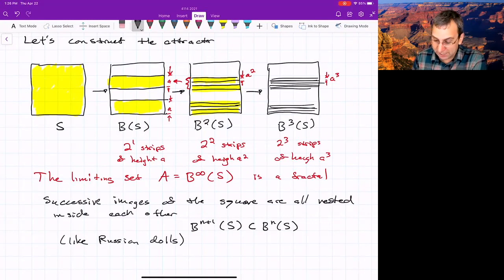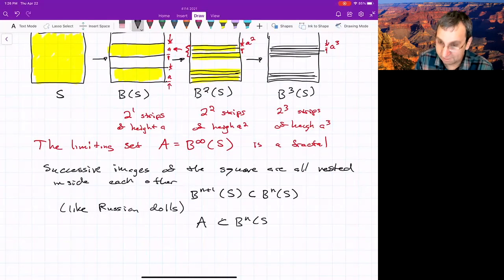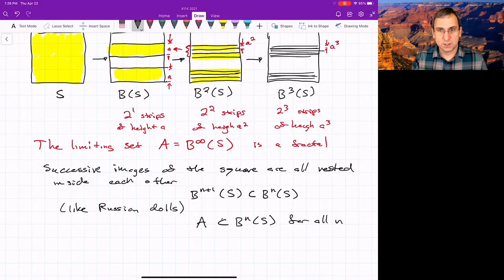When you keep repeating this, each iterate is inside another. And we're also going to have that A is a subset of B^n(S) for all n. So this nesting property helps us to show that A attracts all orbits.